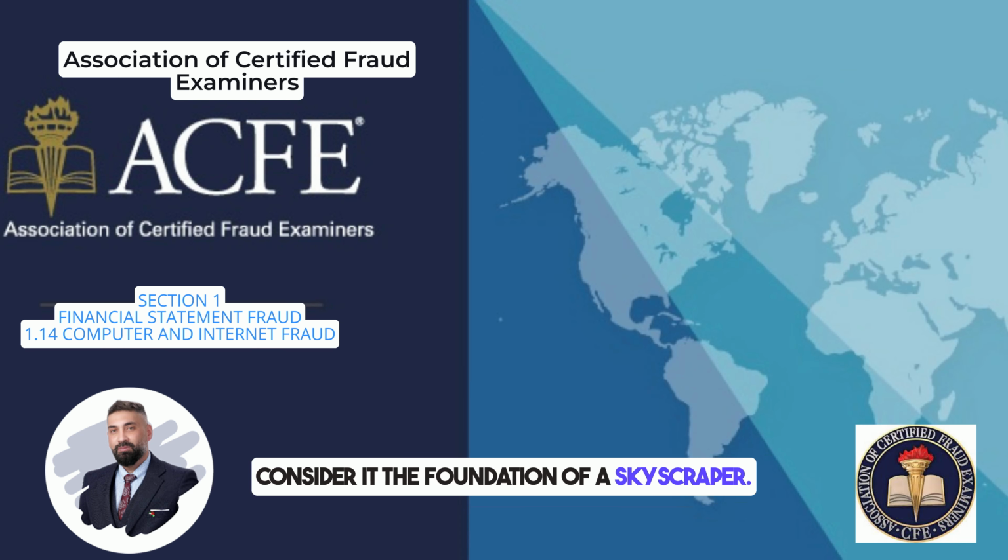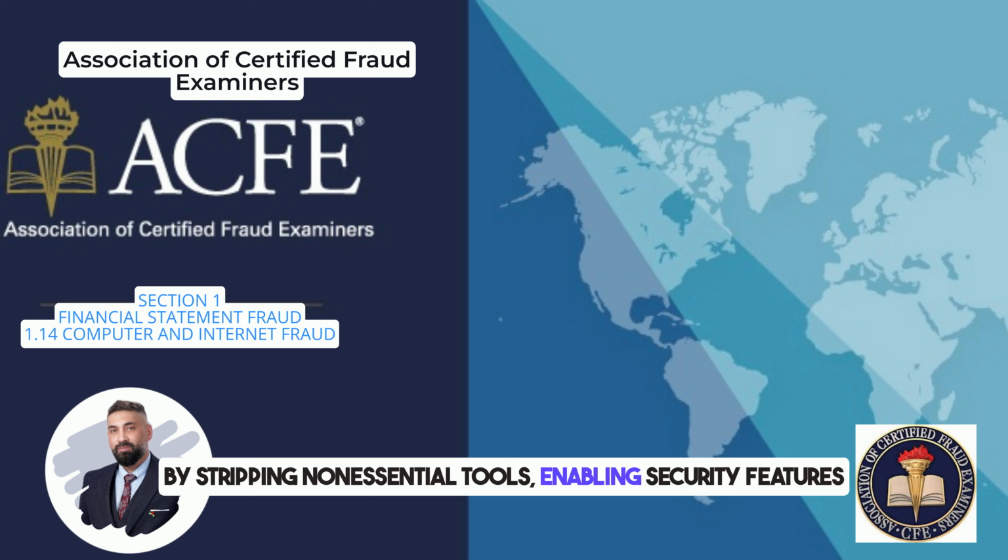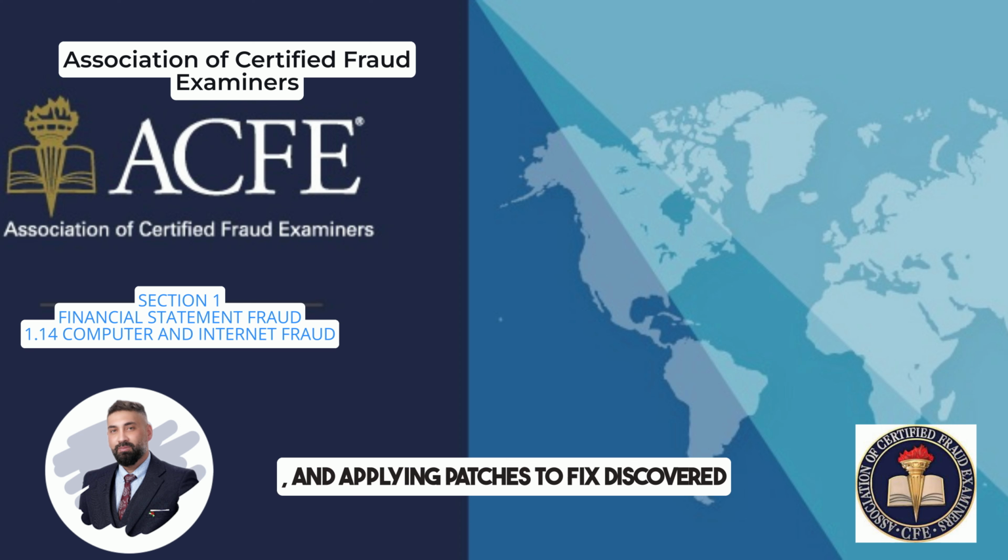Beyond network protections, operating system security is vital. Consider it the foundation of a skyscraper. Without a sturdy, reinforced base, the entire structure is at risk. A secure operating system undergoes hardening, a process likened to fortifying a fortress. Out-of-the-box systems often come bloated with vulnerabilities. By stripping non-essential tools, enabling security features, and applying patches to fix discovered openings, administrators build a robust defense. Patch management, much like filling in cracks on a dam, ensures these vulnerabilities are closed in a timely manner to prevent breaches.